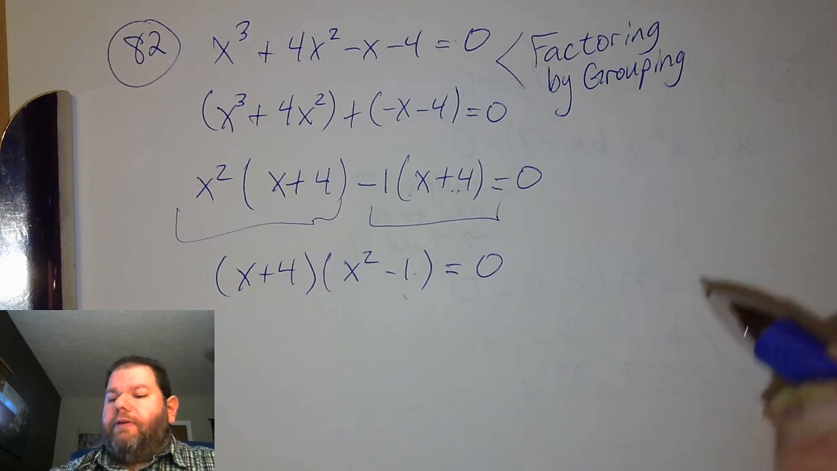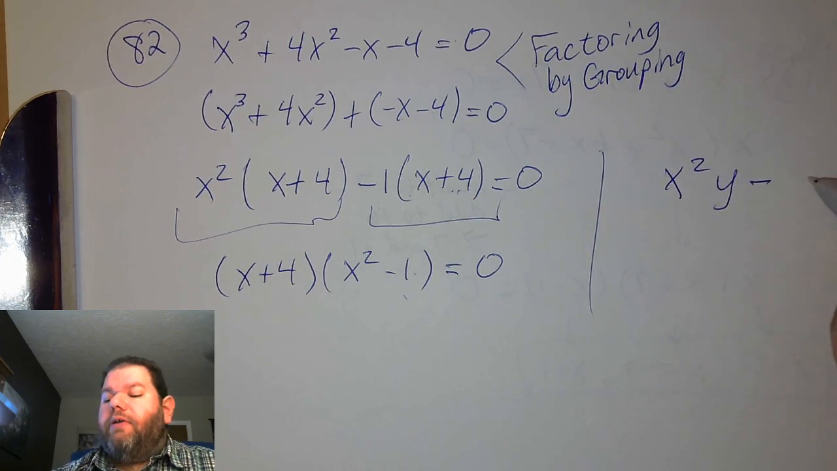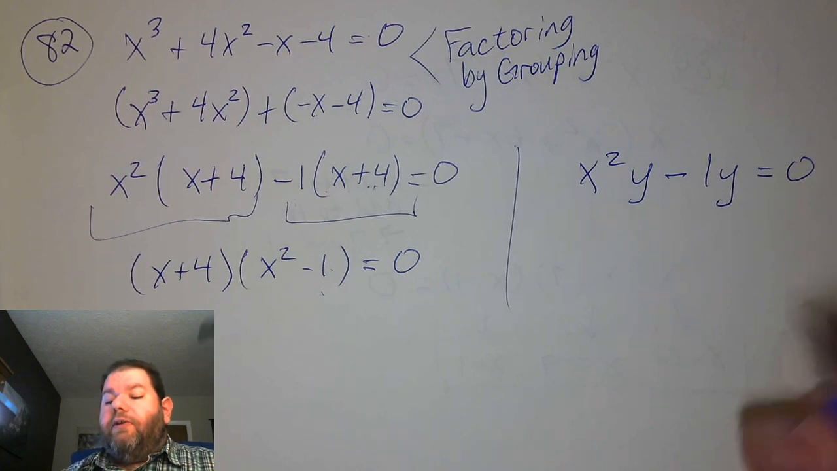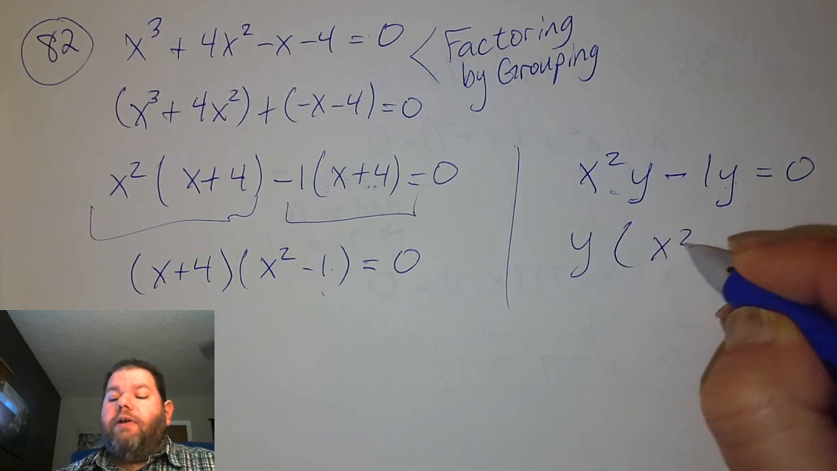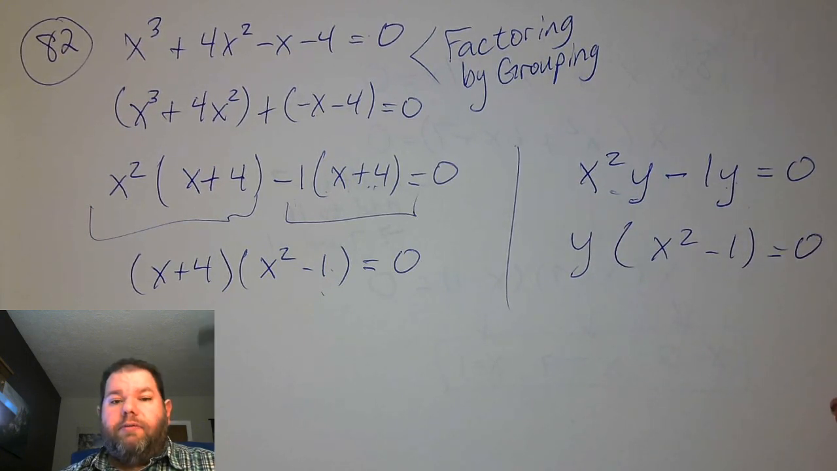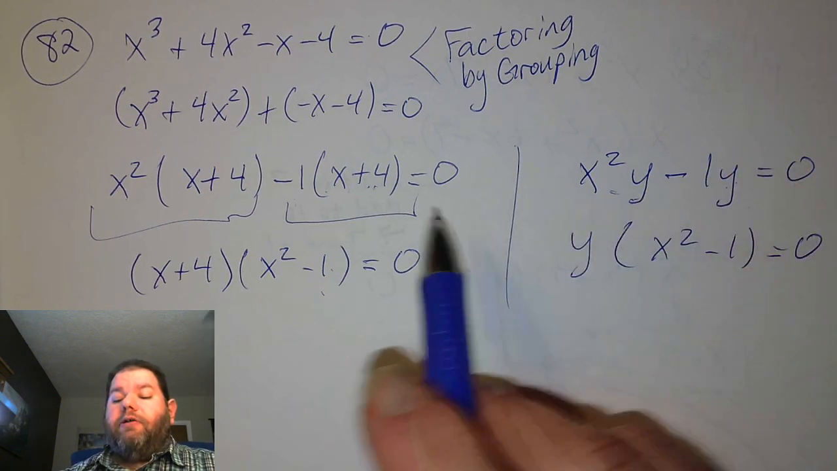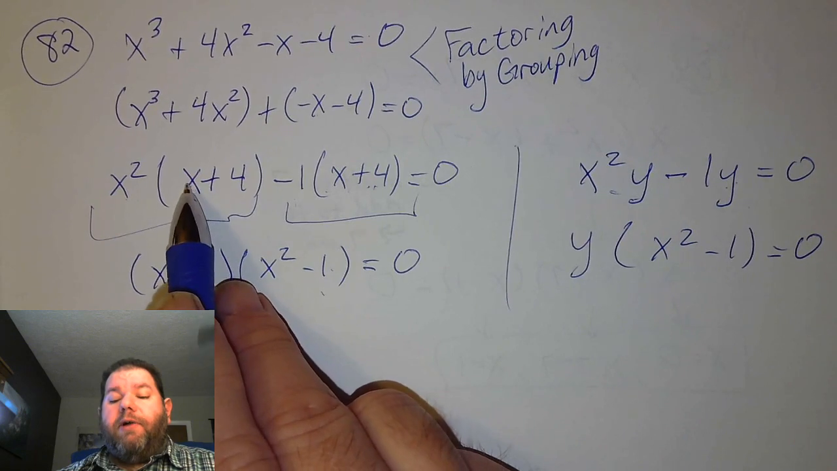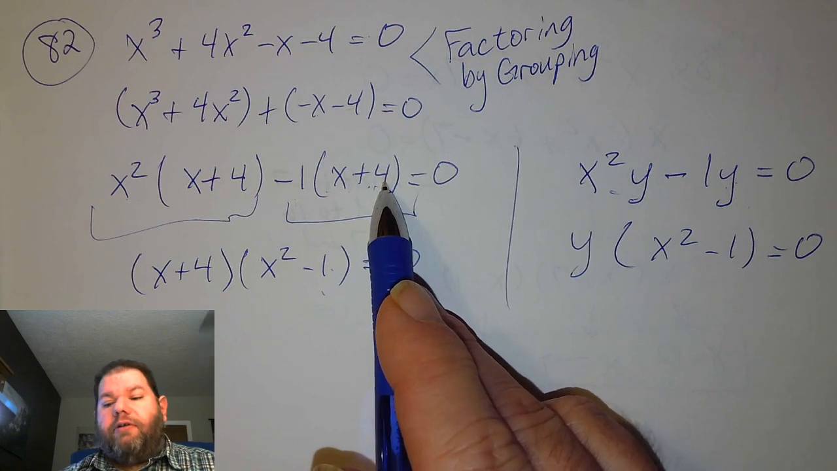So we think about it like this. What if we had x squared times y minus 1 times y equals 0? And we said, okay, since the y is in common, we can factor out y and leave x squared minus 1 as the other factor. Okay? So the concept here is that instead of a single variable like y, we actually have a binomial in parentheses x plus 4 that is actually being treated as a common factor.